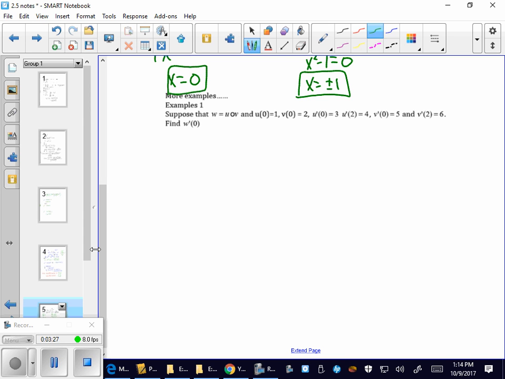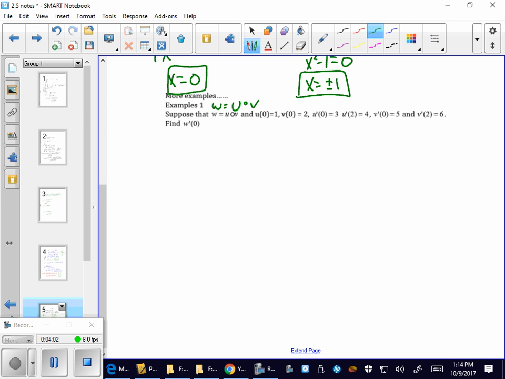There are going to be certain times when they give you values, and instead of giving you a function, they still want you to take the derivative of different kinds of things: composites, products, quotients, all this other stuff. A little bit of a typo here. Suppose that w equals u of v. It should look like that. And it gives us all these different values: u of 0 equals 1, v of 0 equals 2, u prime at 0, u prime at 2, v prime at 0, and so on.